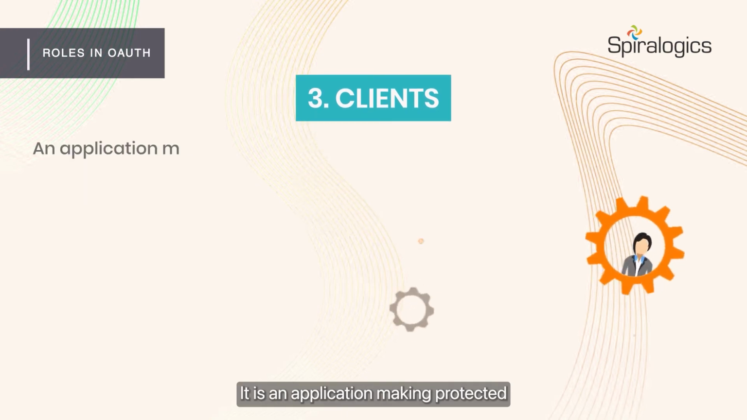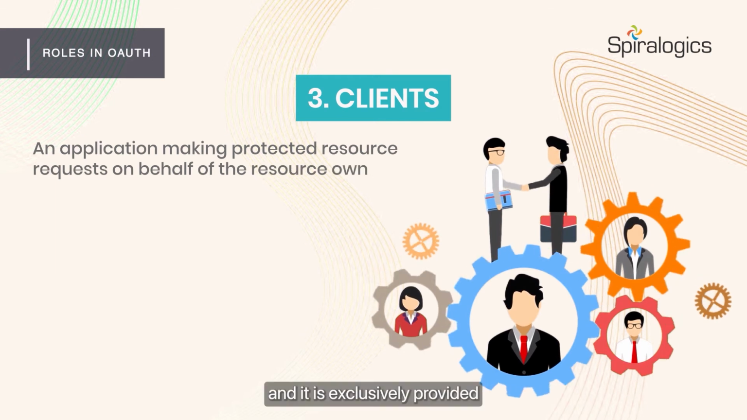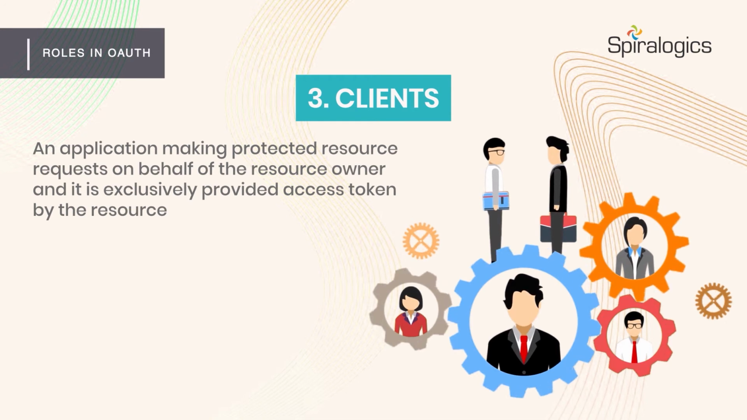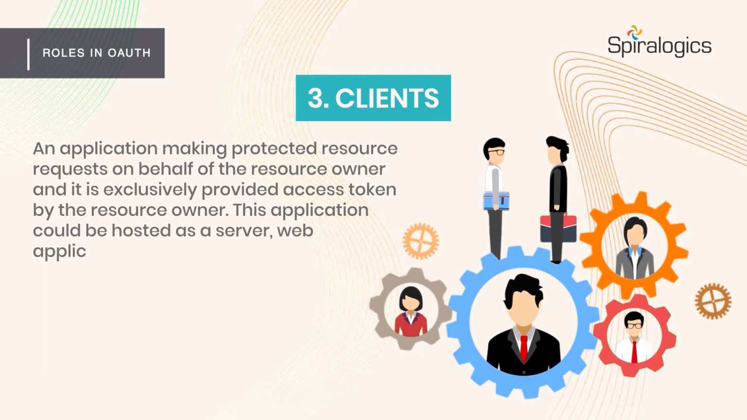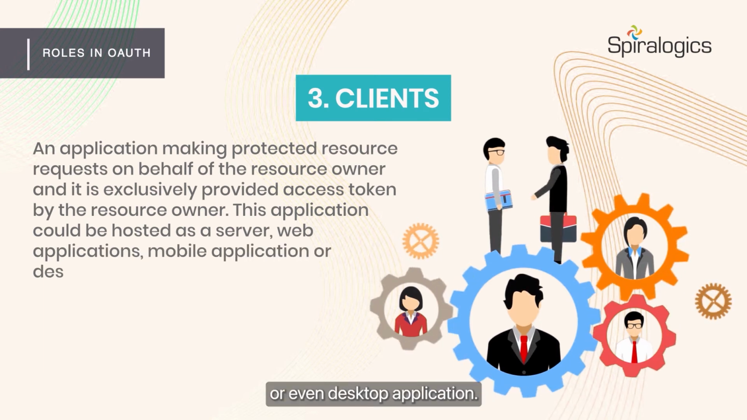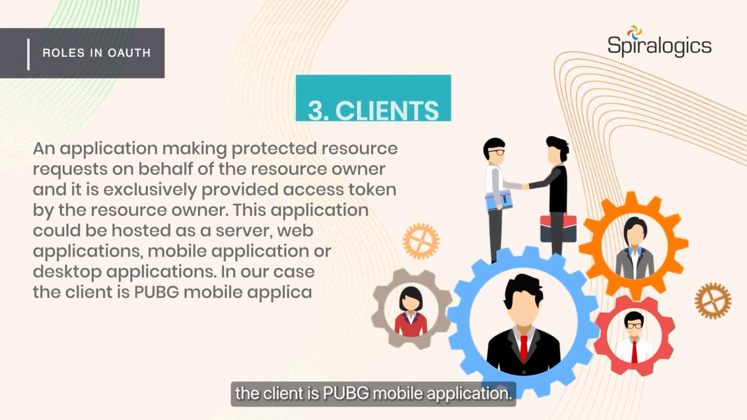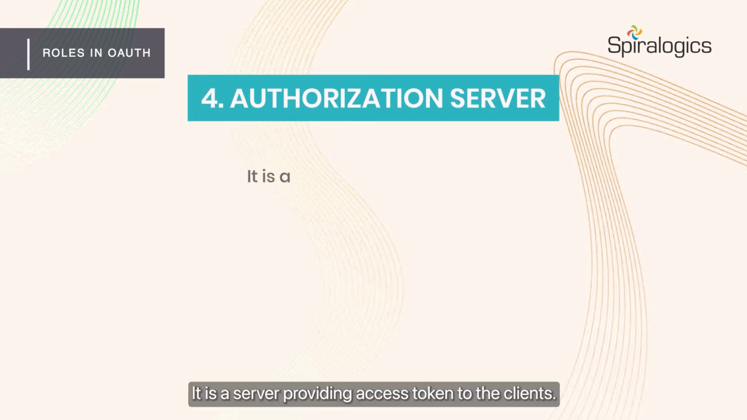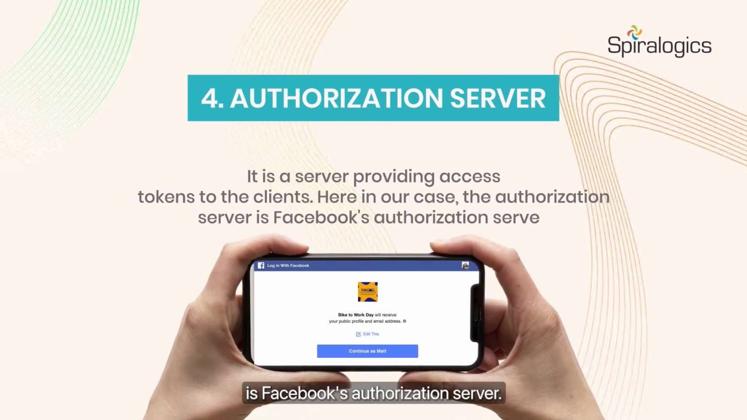Number 3, clients. It is an application making protected resource requests on behalf of the resource owner, and it is exclusively provided with an access token by the resource owner. This application could be hosted as a server, web application, mobile application, or even desktop application. Here in our case, the client is the PUBG mobile application. Number 4, authorization server. It is a server providing access tokens to the clients. Here in our case, the authorization server is Facebook's authorization server.